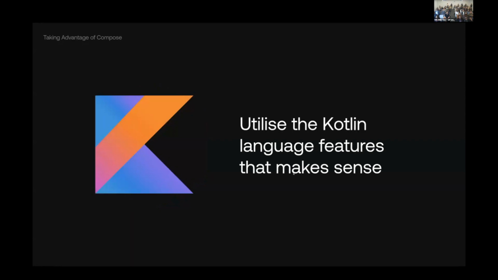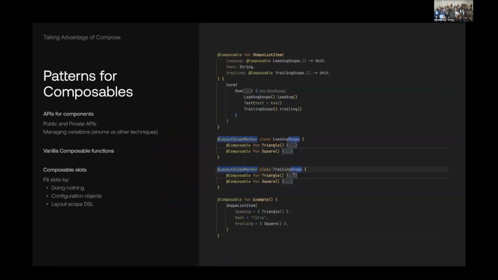But the big thing with Compose is it's just Kotlin. So utilize the language features that make sense for you. And here's some stuff that we've used. Just before we go into that, let's quickly talk about some of our patterns, and let's talk about the API surface. It's really easy to have everything public, but sometimes you intentionally want to hide things as part of your components. So make sure you have a good public and private API for components, and you only expose what's really necessary to use it.